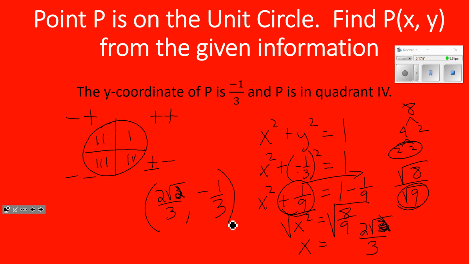How would you check it? I guess you could plug it back in and see if it all equals 1. And, like, do a check step. Okay? All right.